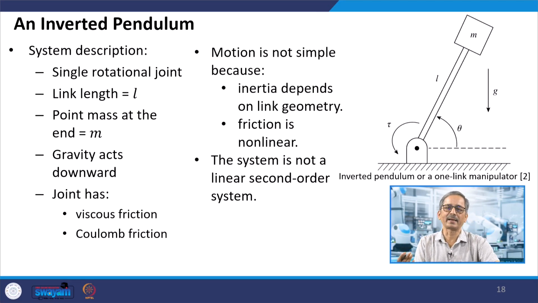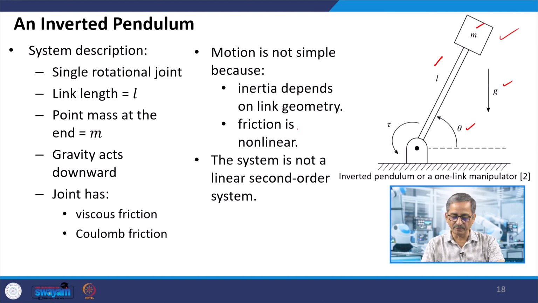In this case, we are trying to look at the non-linear nature because of the inertia. So here is my, say, single degree of freedom manipulator, which is basically an inverted pendulum. Say this is the length, you have a mass m at the tip, this is the coordinate theta, and this is the direction of g. This motion is not simple because inertia depends on the link geometry, as I said, and we could also assume that the friction is non-linear. So this system is not a linear second order system.